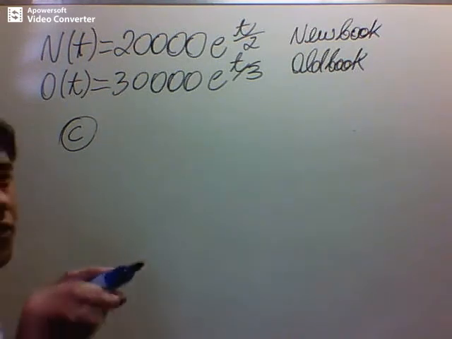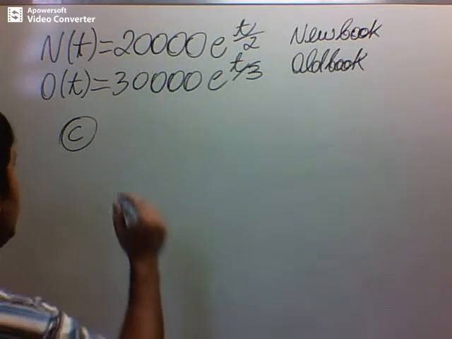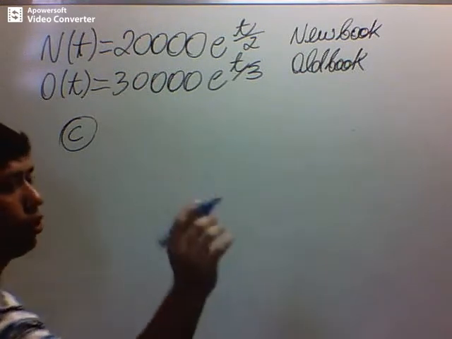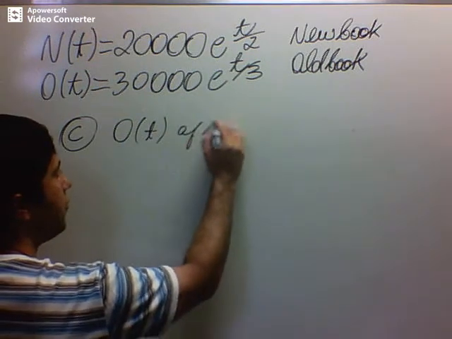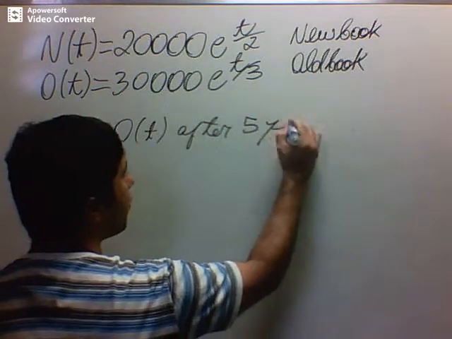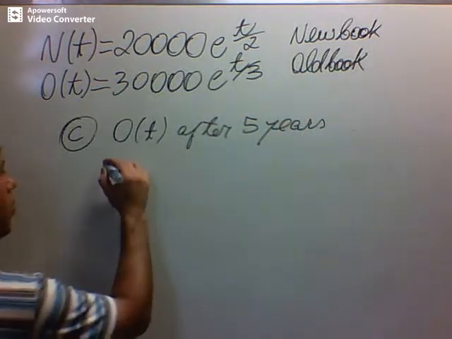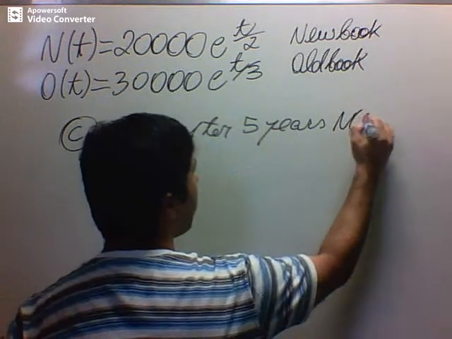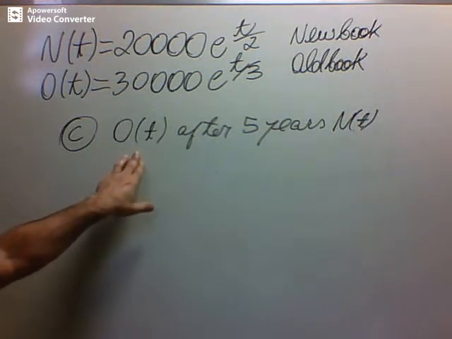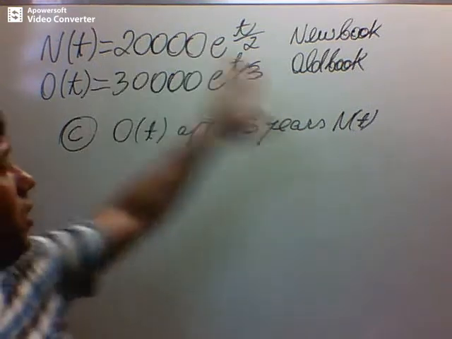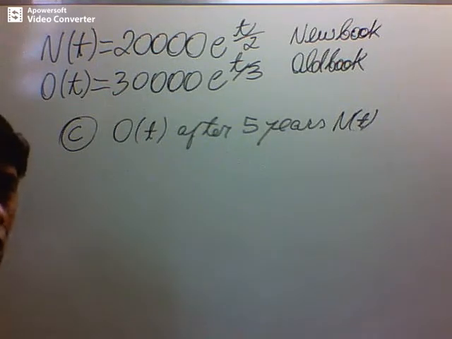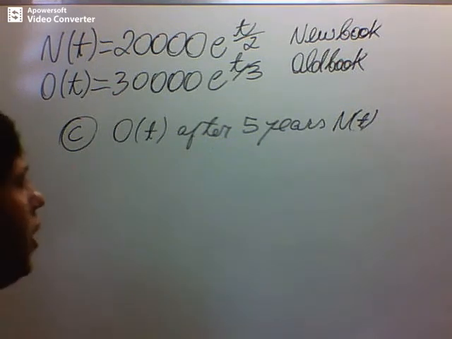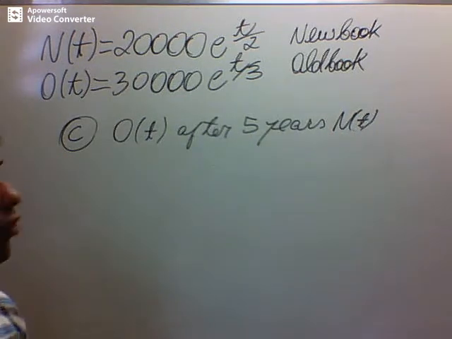First of all, this is the statement of the problem. Pay attention. We launch O of t, and after 5 years, we launch N of t. We launch O of t and only launch N of t 5 years after, okay? And we wish to know the time it's going to take for N of t to catch up with O of t, to have the same number of members, okay?